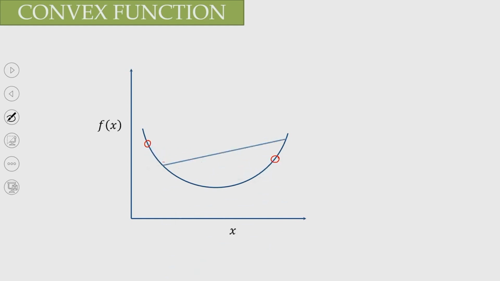Similarly, if I take these 2 points, then also that is true. And if I take these 2 points, then also this is true, and if I take these 2 points, then also this is true. That means, if I take any 2 points on this particular curve and join them with a line, then the line will not cut this curve in any other third location. So, in that case this function is called a convex function.